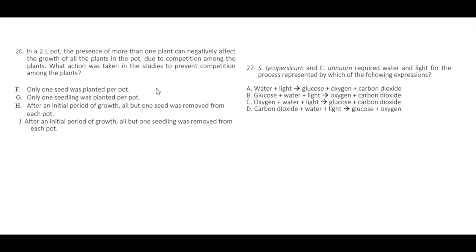1 seed per pot, 1 seedling per pot. After initial period of growth, all but 1 seed was removed from each pot. Or, after initial period of growth, all but 1 seedling was removed from each pot. So there are some subtleties here. We have seed and seed, seedling and seedling, and then just 1 planted per pot, or, after initial period of growth, all were removed except 1. Let's go back up to the passage and see what we can find out.